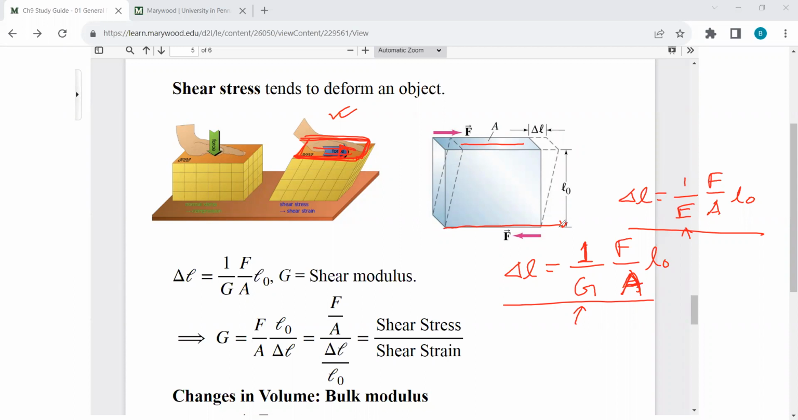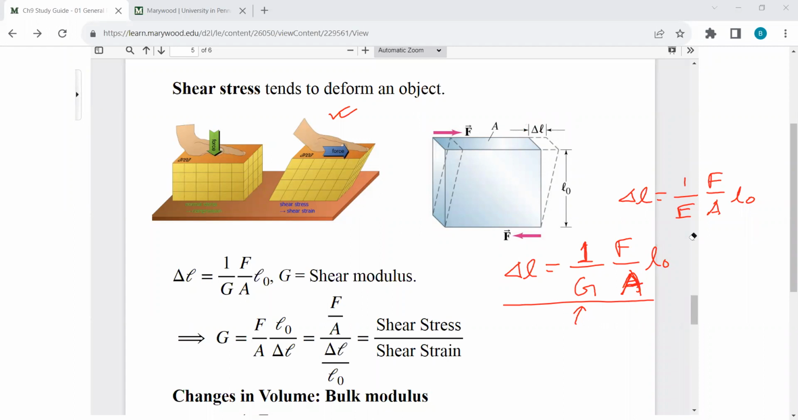All right, so A and L0 are these, but what is delta L? Delta L is the amount of deformation. For example, here the amount of deformation is this amount. So delta L is not the extension or the compression. Here it is the amount of deformation. That's the difference. Although the equations are very similar, the meanings are different.